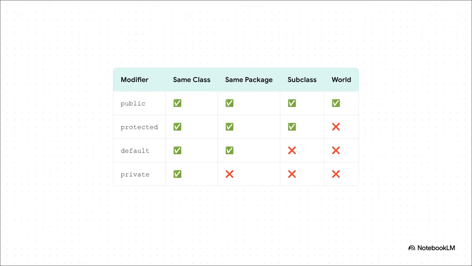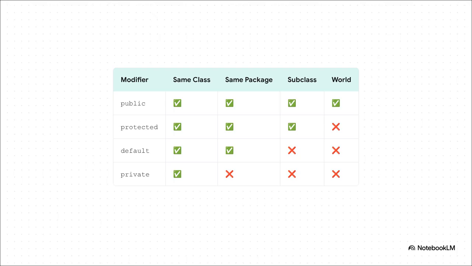Okay, this table, you're going to want to memorize this. It's your cheat sheet for access control. At the top, you have public. That's the party animal, wide open to everyone, everywhere. At the complete opposite end, you have private. Think of this as your personal diary. Only code inside that exact same class can touch it.